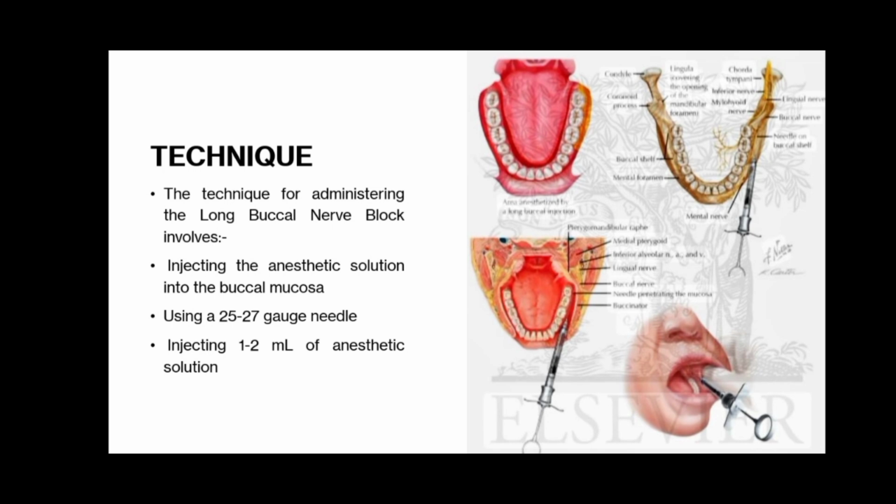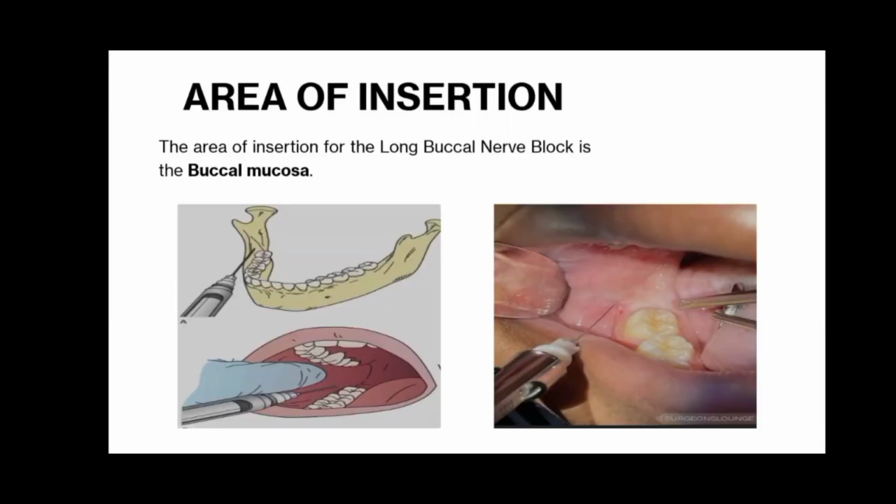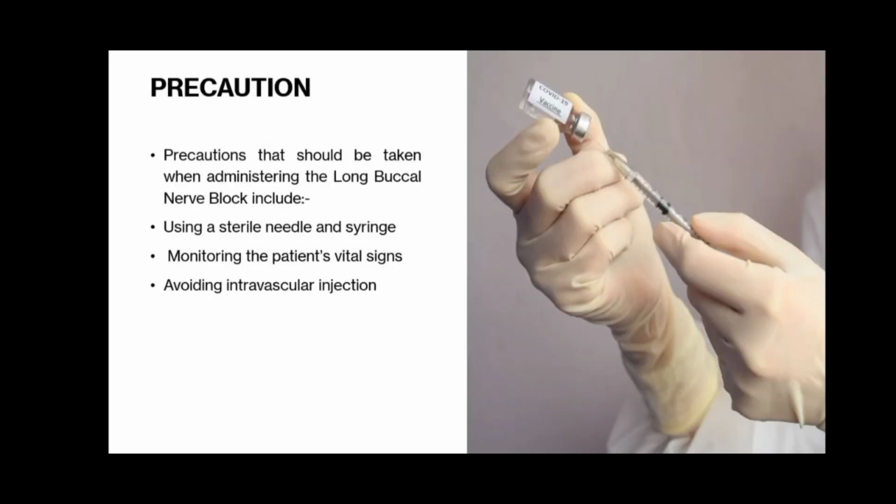The technique for administering the long buccal nerve block is to advance parallel to the occlusal level and inject above the external oblique ridge. As the needle hits the bone, withdraw slightly and deposit the local anesthetic. The area of insertion for the long buccal nerve is the buccal mucosa. Precautions that should be taken when administering the long buccal nerve block include using a sterile needle and syringe, monitoring the patient's vital signs, and avoiding intravascular injection.